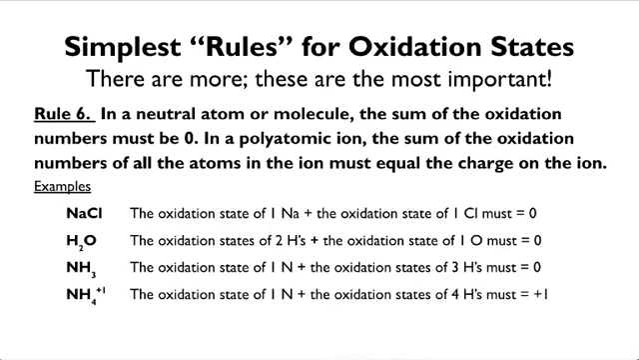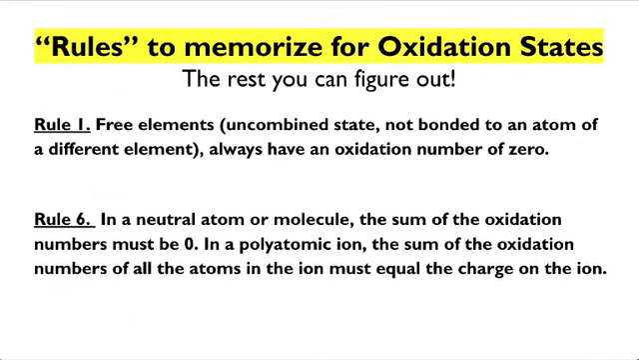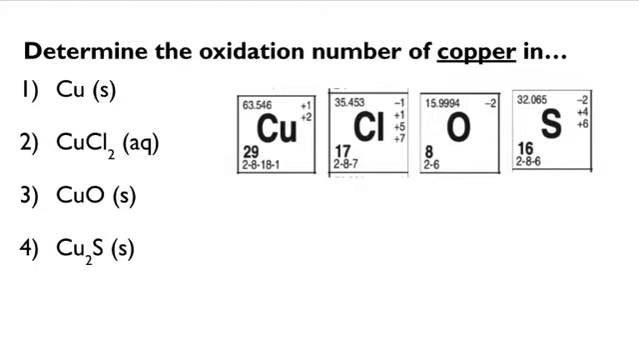We're going to do some example problems now to help us think about these oxidation states. It does take some practice. But the most important rules to memorize of all the rules we just talked about are Rule 1, free elements always have an oxidation number of 0, and Rule 6, in a neutral atom or molecule, the sum of the oxidation numbers must be 0. The rest of the rules you really can figure out using the oxidation states on the periodic table in your reference table. We are going to determine the oxidation number of copper in 4 compounds.